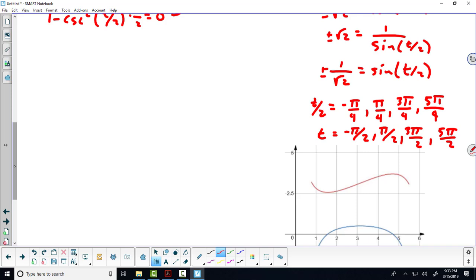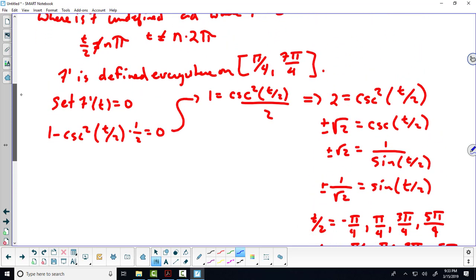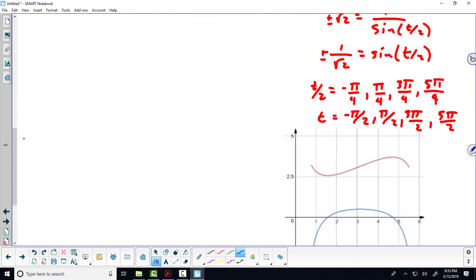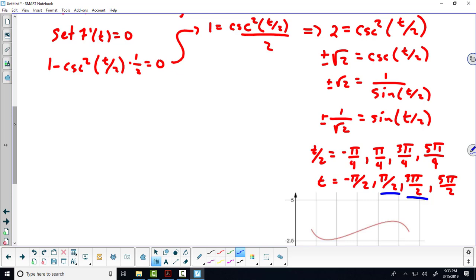Anyway, of those values, and I could have listed others, and there's actually a much more methodical way to arrive at this answer, but of those which are in the interval from pi over 4 to 7 pi over 4, only these two are. So those are my two places where the derivative is 0. So our only critical numbers are where t is equal to pi over 2, or where t is equal to 3 pi over 2.